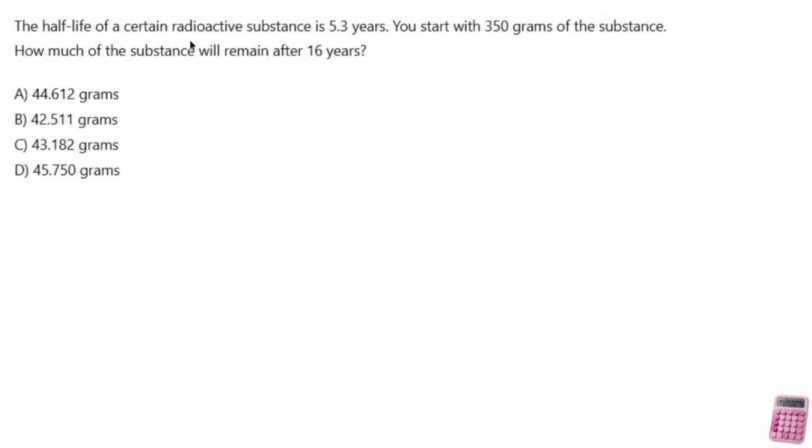The half-life of a certain radioactive substance is 5.3 years. You start out with 350 grams of the substance. How much of the substance will remain after 16 years? Well, the half-life formula is going to be y equals an initial amount, so a sub 0 is going to be your initial amount, times 1/2 to the t, which is time and whatever it is that we're dealing with, over h, which is half-life.